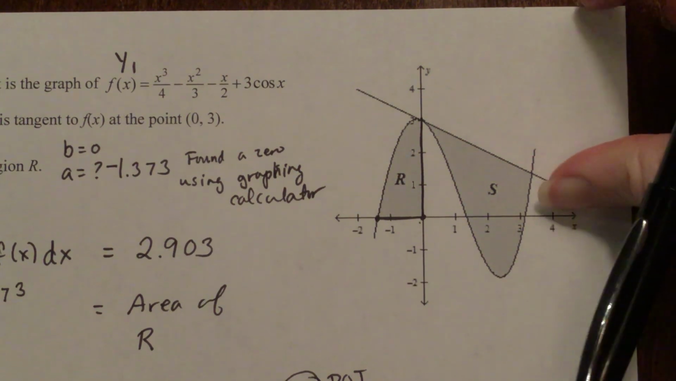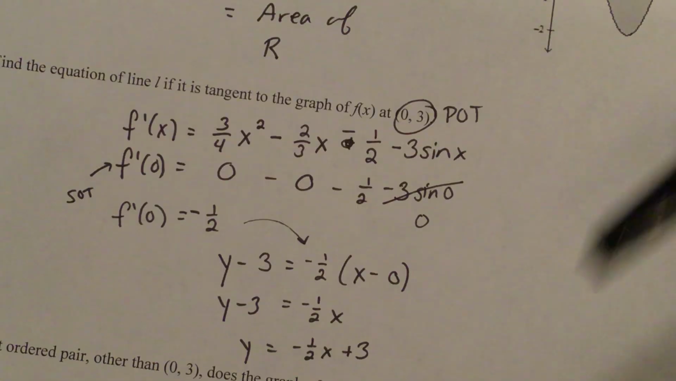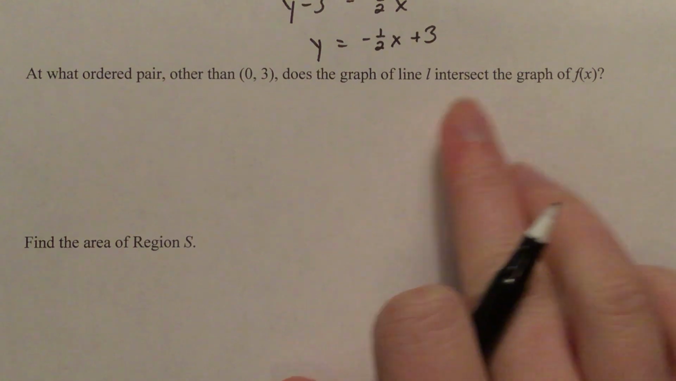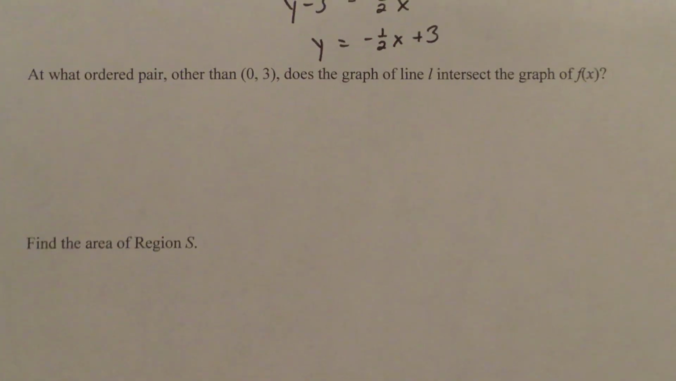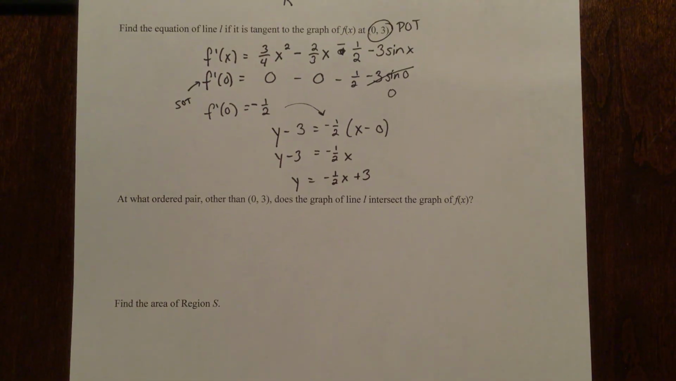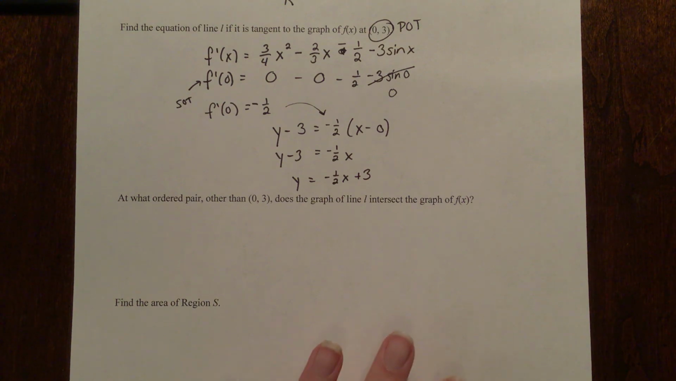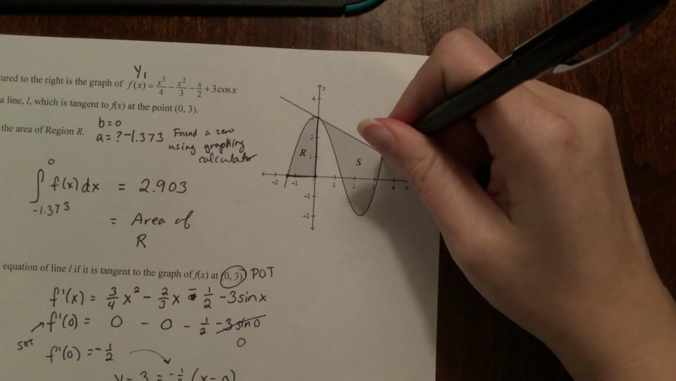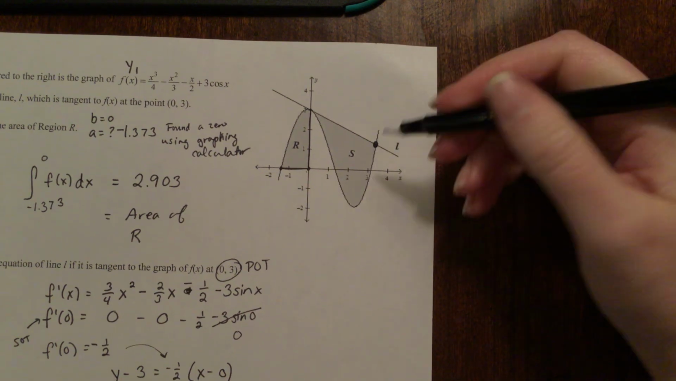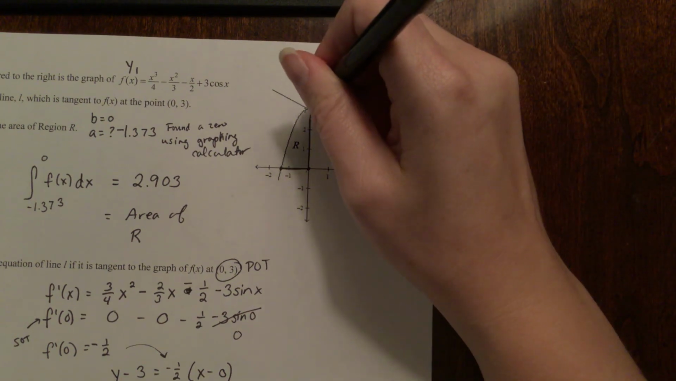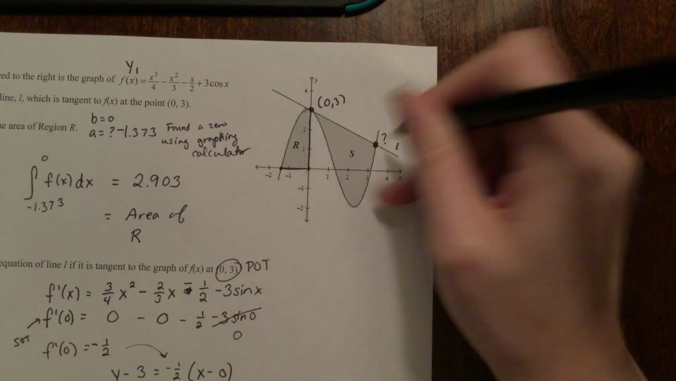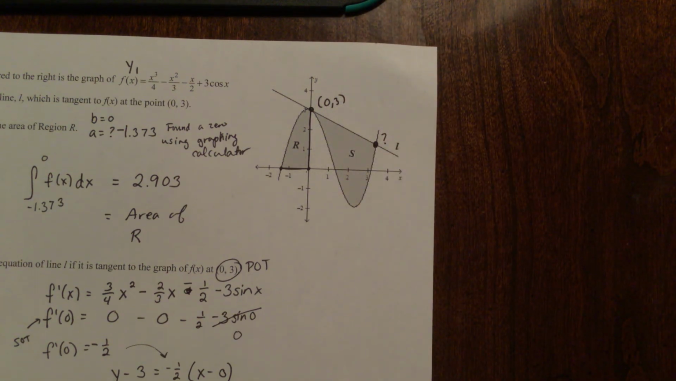Okay, let's keep going. At what ordered pair other than 0, 3 does the graph of line L intersect with the graph of f of x? At what ordered pair other than 0, 3 do those two functions intersect with each other? We're looking for this spot over here. What is this point? We know this is 0, 3. This one we don't know. That's what we're looking for.